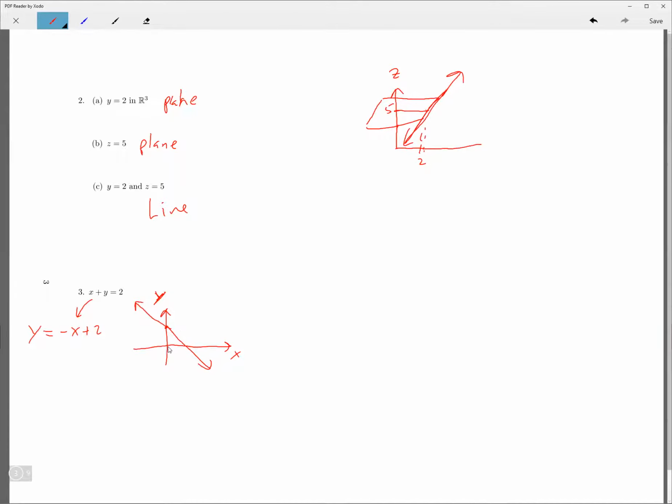But then there's the z, right? Because of the z, you can think of the z as coming straight out at you. That's another way to think of the z. So this would be just a plane that's going out. And then if we draw it, it's going to be the top right.